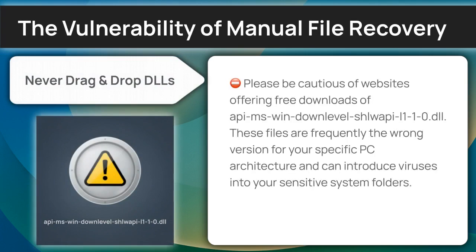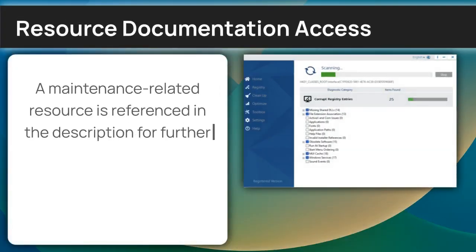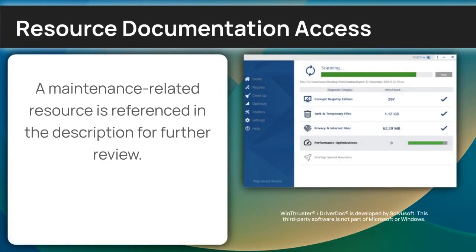A quick professional note on security: sourcing components correctly is just as important as the fix itself. Remember that the Win-Down-Level-Shell Lightweight API DLL operates within a complex software ecosystem. Modifying it manually without updating its linked dependencies can lead to permanent environment errors. A professional diagnostic tool can be a valuable asset for those looking to maintain long-term system stability and file integrity.